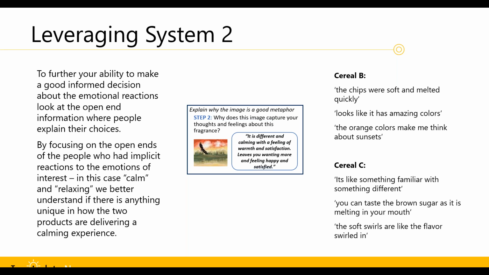Was it the chips? Was it the texture? Was it maybe something about the visual of the product? Versus cereal C, is there something in there that tells me maybe there's something about this product that I could tweak or I could leverage or I could modify that would enhance or detract from the calming aspect that I'm ultimately going after.